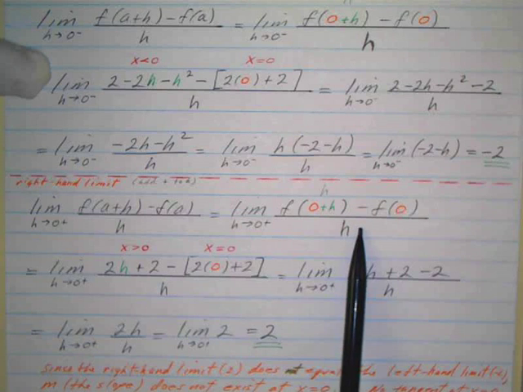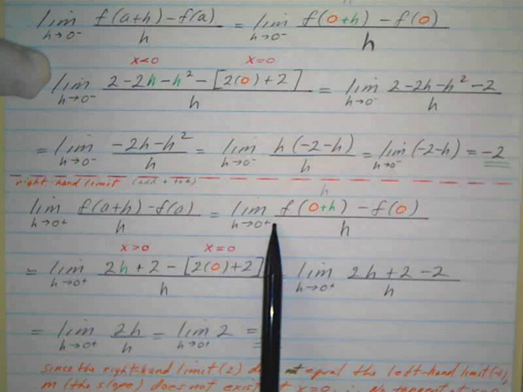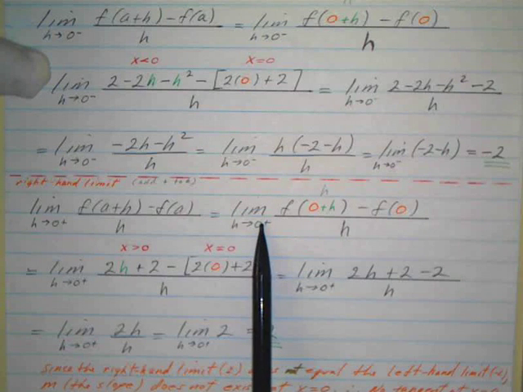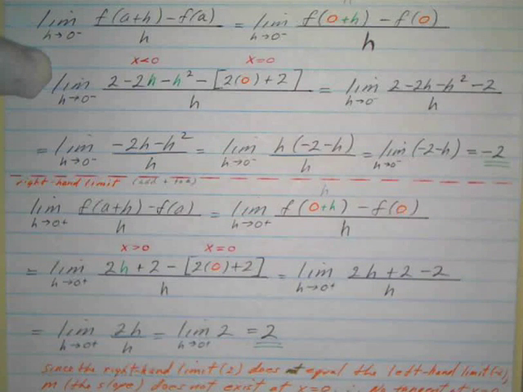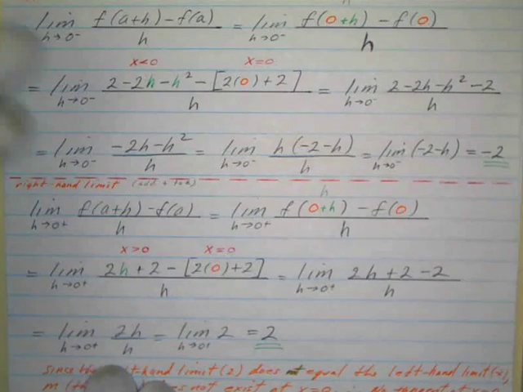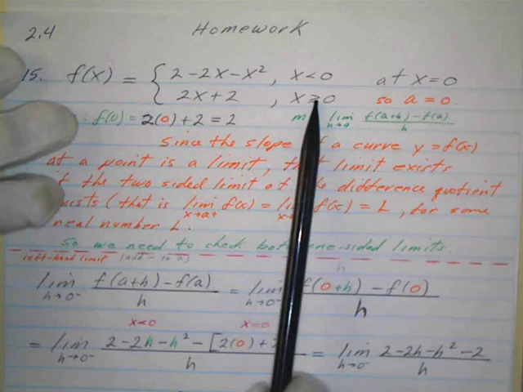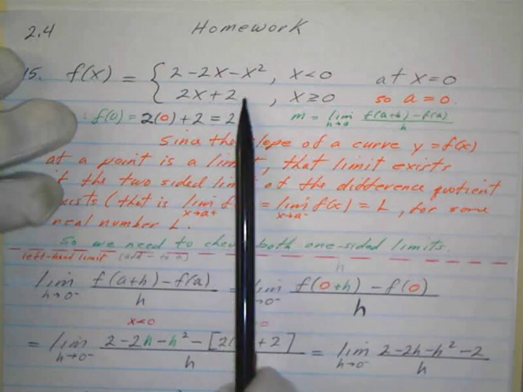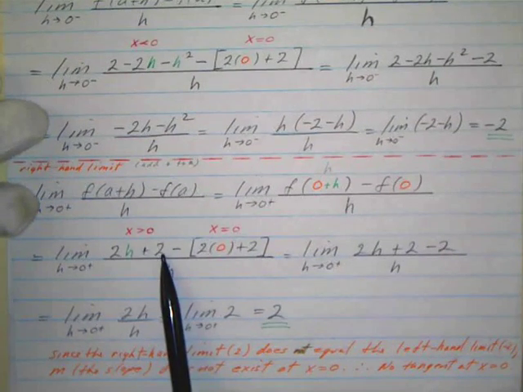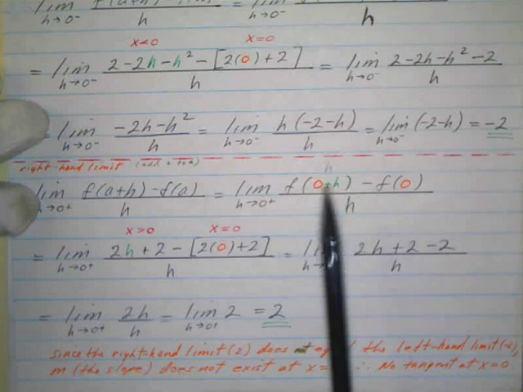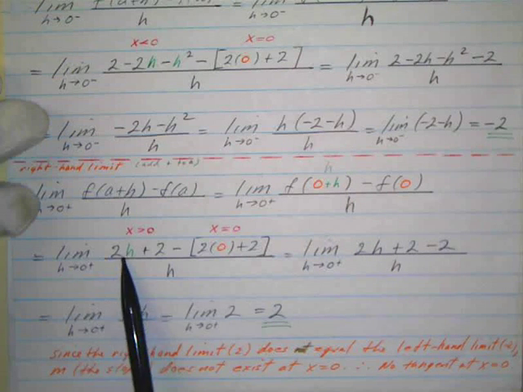So the limit as h approaches 0 from the positive direction of f of 0 plus h minus f of 0 over h. Now, since h is to the right of 0, I'm approaching 0 from the right, it's going to be a positive number, so I'm adding a positive number to 0. So this will be greater than 0. So I'm going to use this part of the function, because that's when x is greater than or equal to 0. So I'm going to use this 2x plus 2. So that's why I have 2h plus 2, because remember, what's 0 plus h? That's just h, so that's real easy. So I just substitute h in here, so it's going to be 2h plus 2.